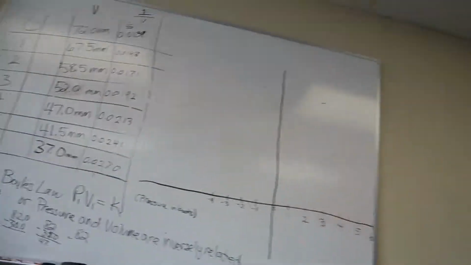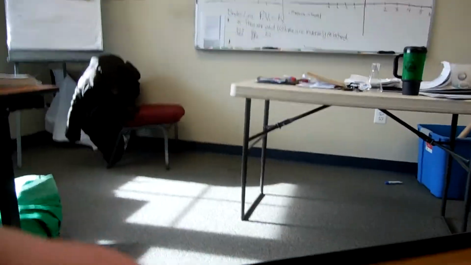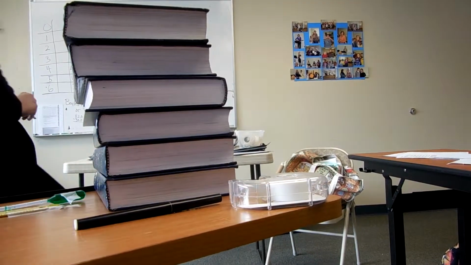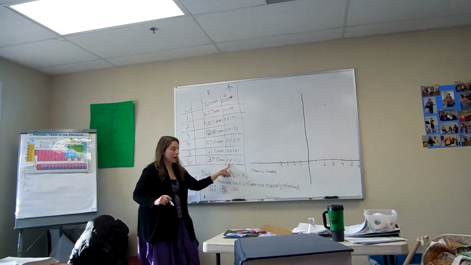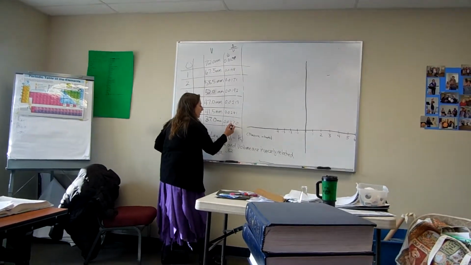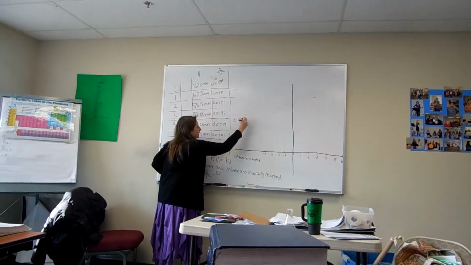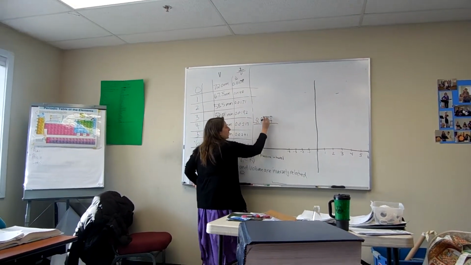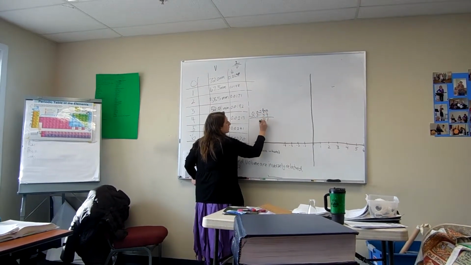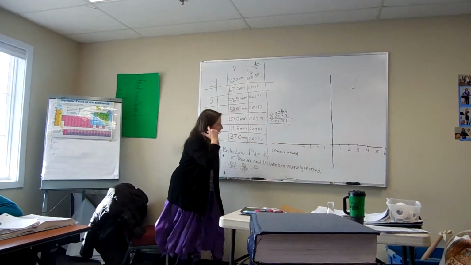So we need to find the range of this. So what you do to find the range of your y-axis is you just subtract the one end from the other end. So 0.0270 minus 0.0139, right? Is going to be this. This is the range of my axis.